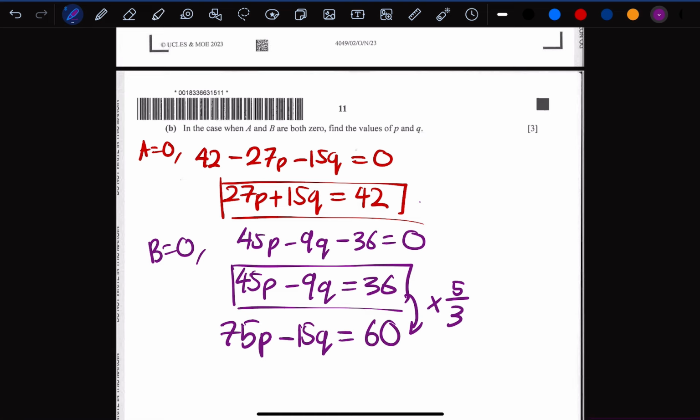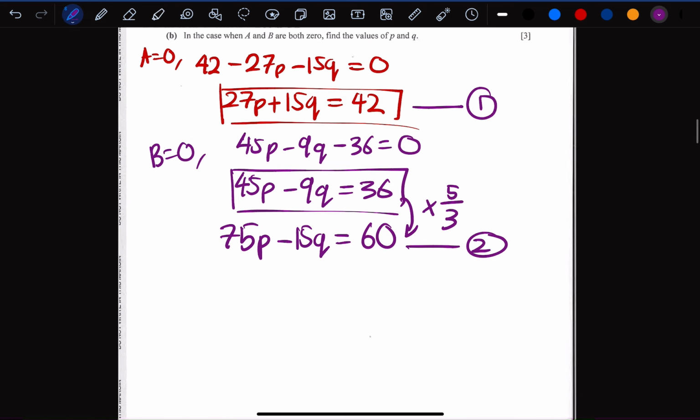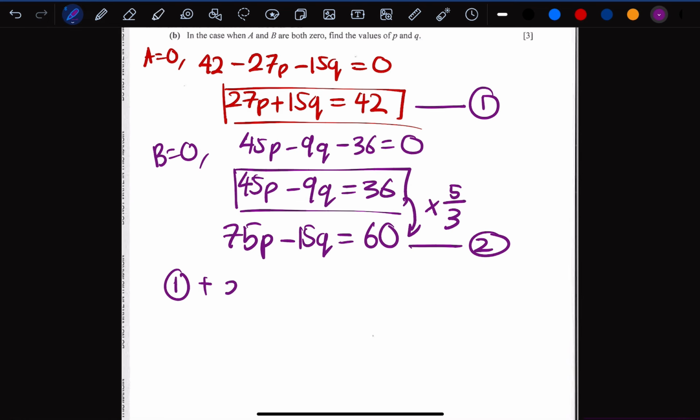Now I have my equation 1 and my equation 2. I'm going to add them together. Equation 1 plus equation 2, because 15 plus negative 15. So in the end, on my left-hand side, I just get 27p plus 75p, which is 102p. So this plus this. Here, my q already completely disappeared. My right-hand side is also plus, so it's 102 as well. I get my p to be equal to 1.